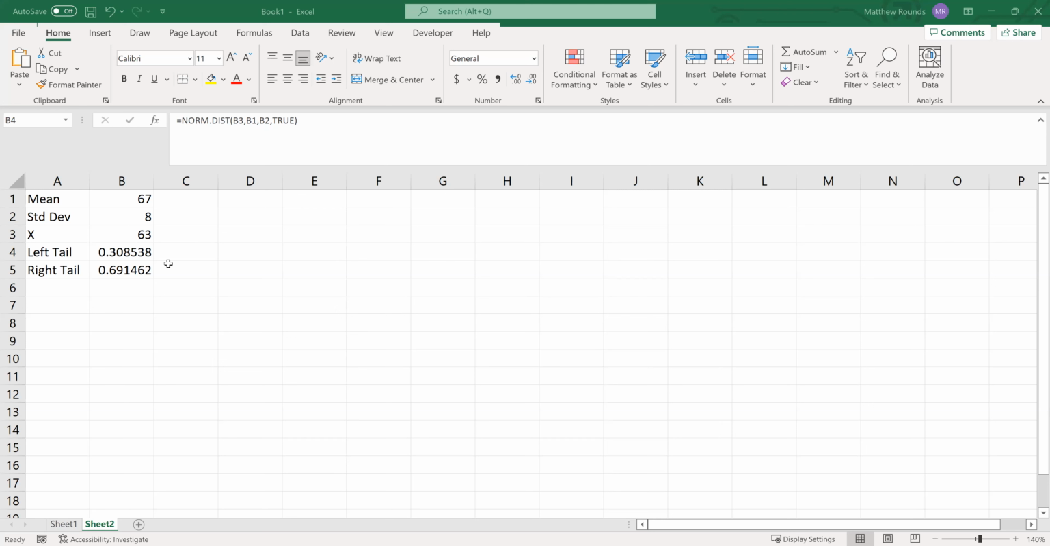And then there's another one here, at least 60 and at most 72. So I'm going to first do the larger one. It's always the right minus the left. 72 is 0.7340, minus, let's put the 60 in, 0.1908. Okay, 0.1908. So I'm going to subtract those.